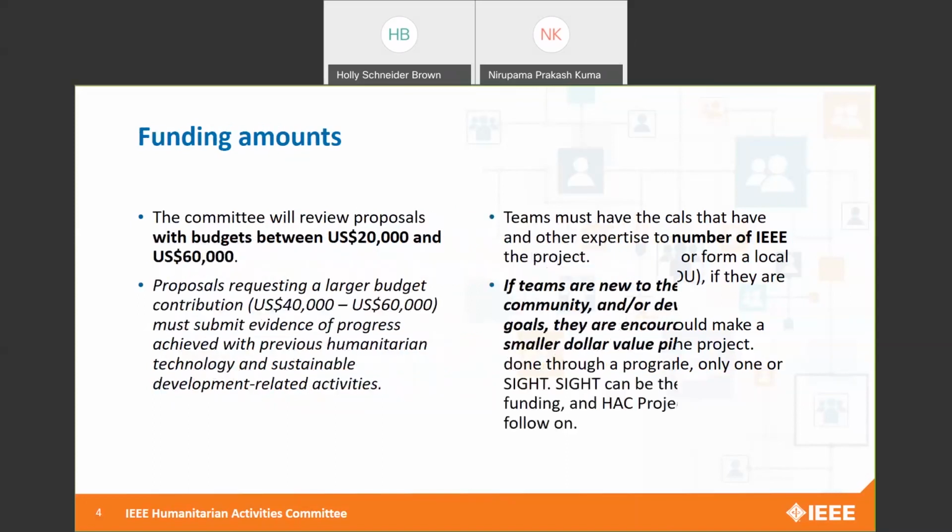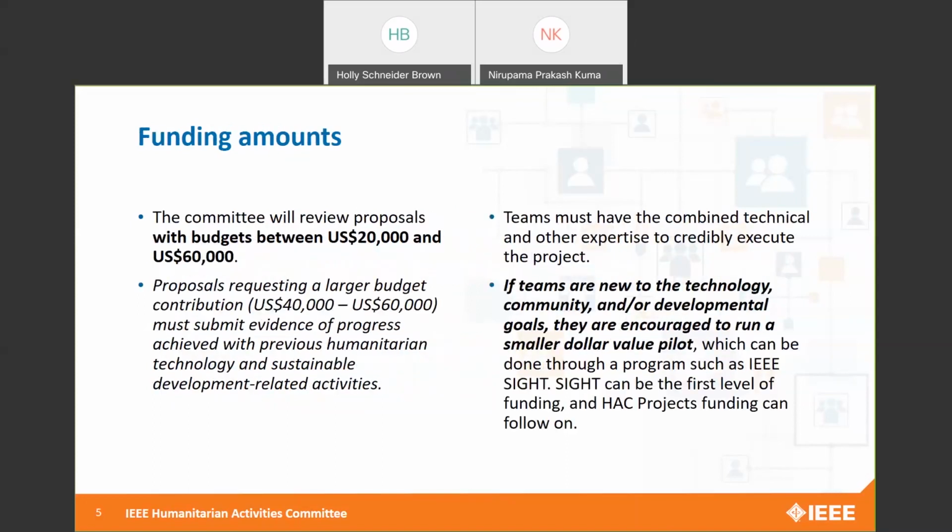Next slide, Holly. So our committee budget for every project proposal that you submit is within $20,000 to $60,000. Below $20,000, you should be going to the SIGHT committee. They have a call for proposals. What would you take to SIGHT versus what would you bring to HAC? If you're really piloting a new technology, if something is not your expertise and you want to do it, then it's better you apply for the SIGHT committee project funding so that you can do the pilot with less risk and less money involvement from IEEE.